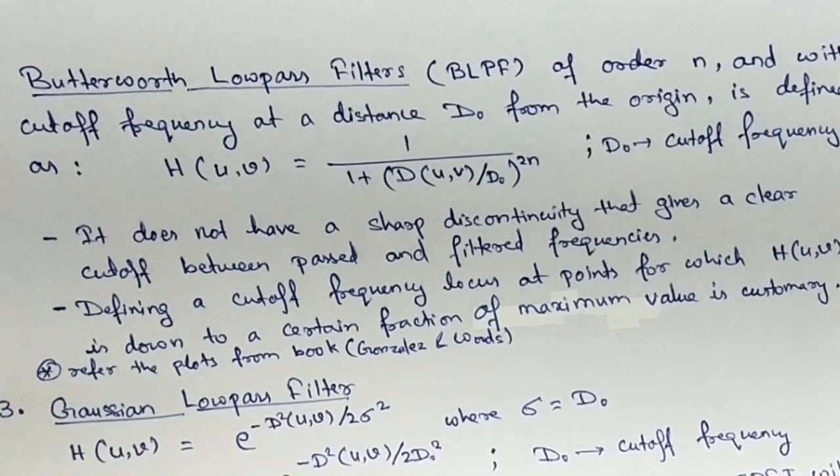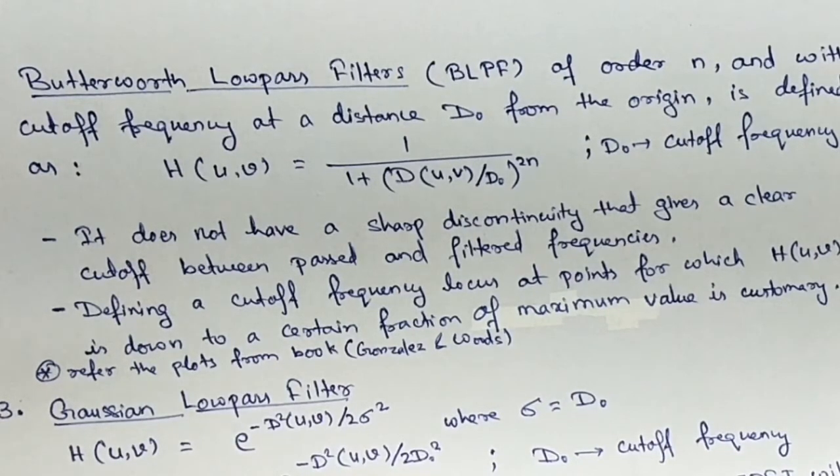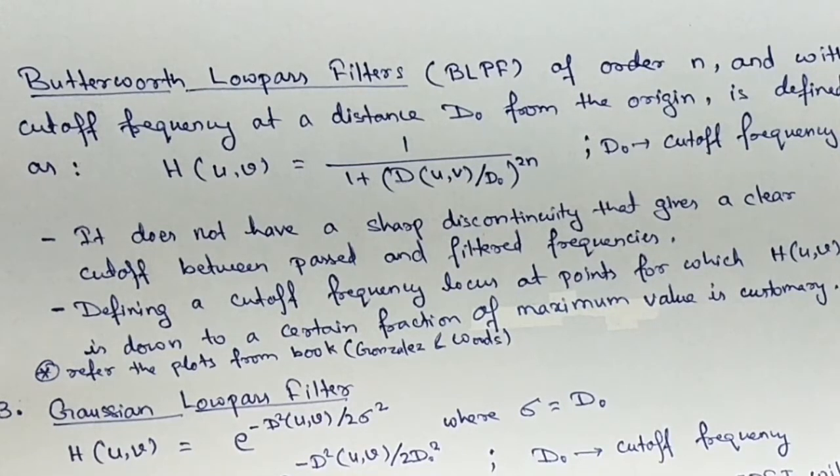As per our prior notation, capital D is the distance of any point U comma V on the UV plane from the point P by 2, Q by 2. That is the value of UV which represents the zero frequency, and that is at the middle of the UV plane. D0 is a distance which represents the measure of cutoff frequency.